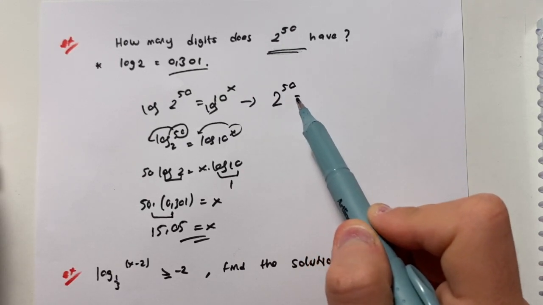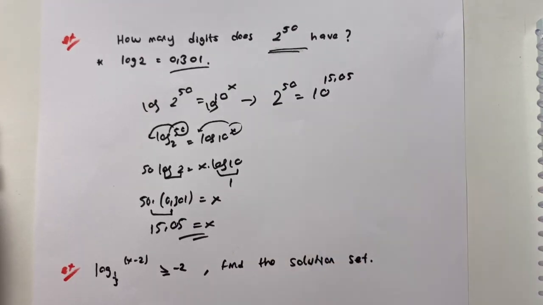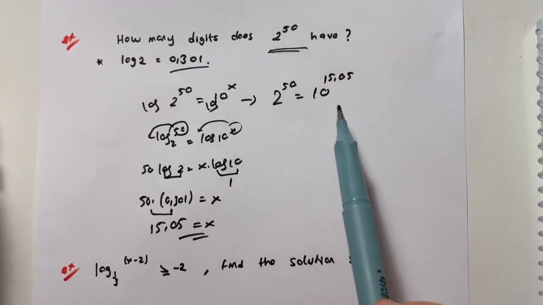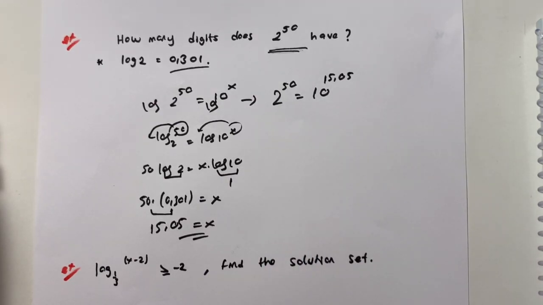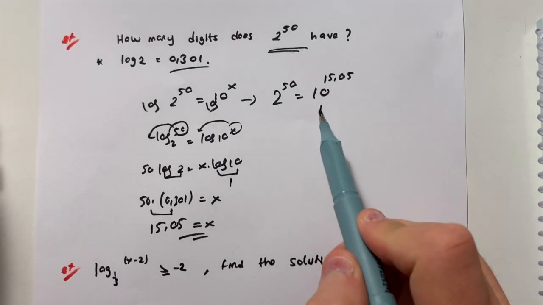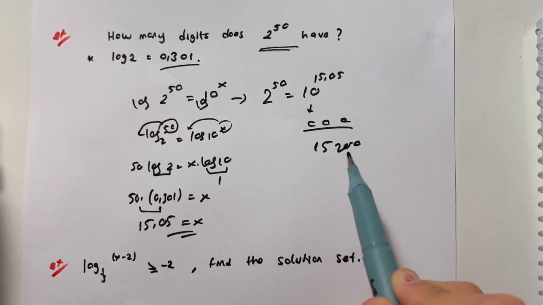2 to the power of 50 equals 10 to the power of 15.05. If we check this equation, we know that there is a power of 10 which is greater than 10 to the power of 15, but also smaller than 10 to the power of 16. So it's in between the powers 15 and 16. So we know that there is 0 at least, but not 16.